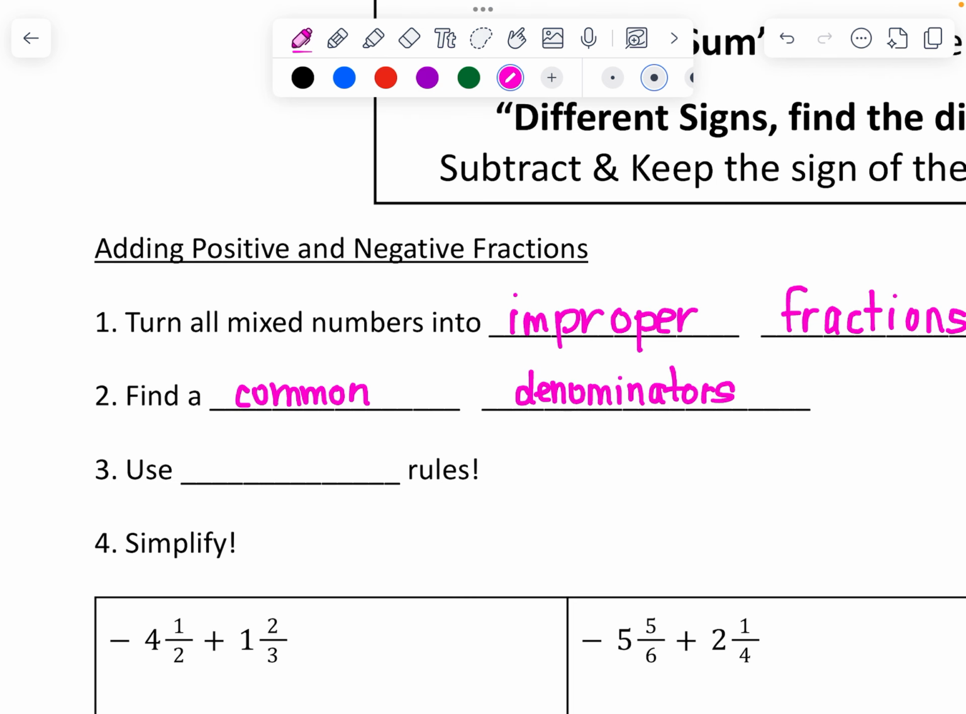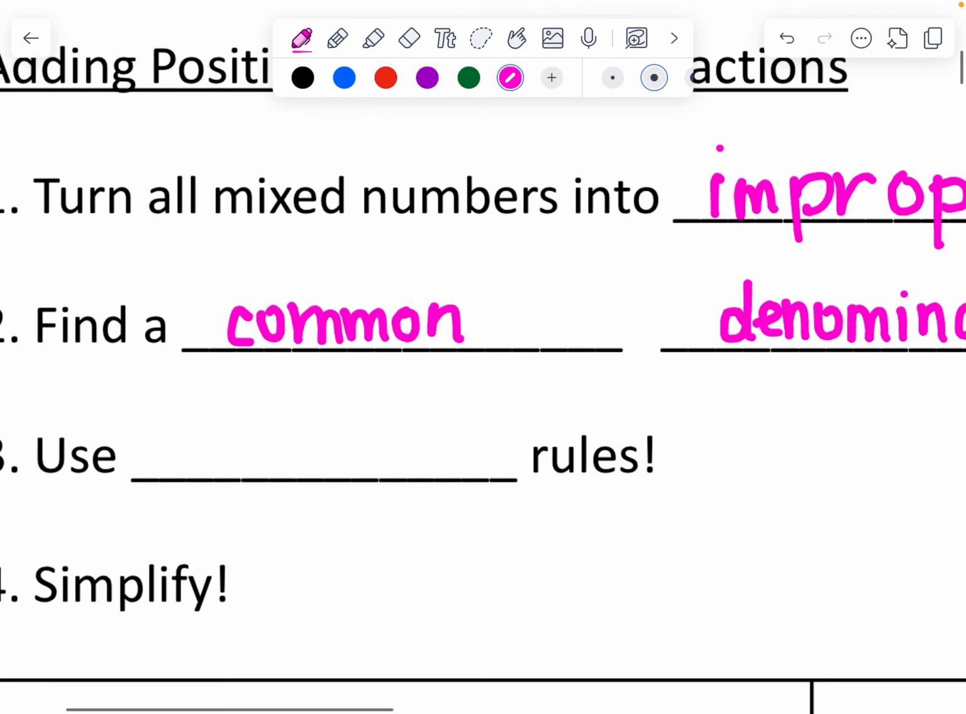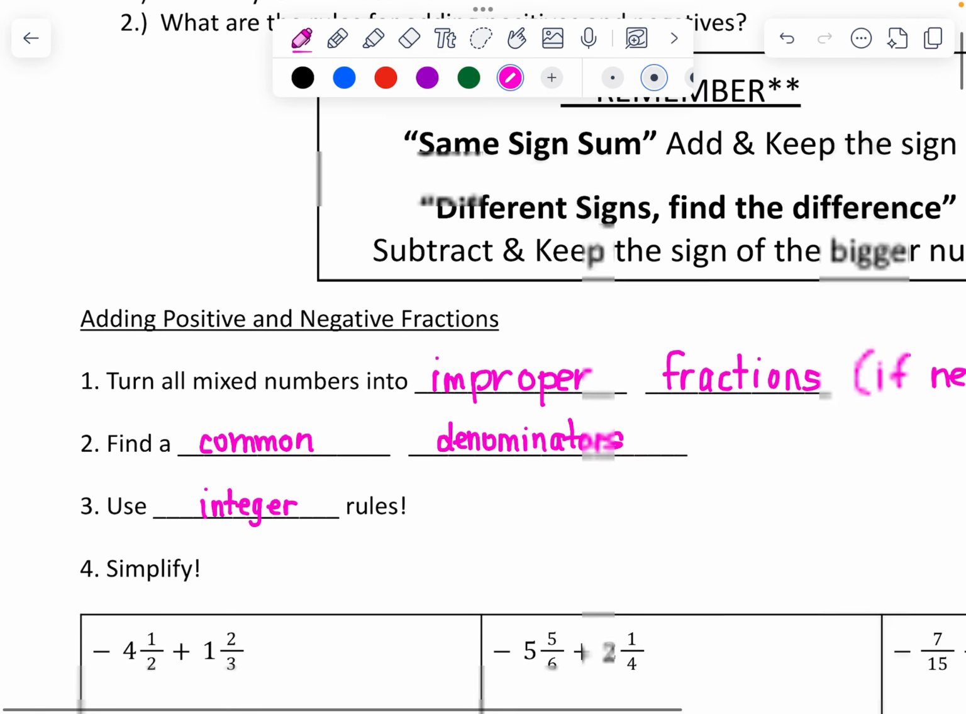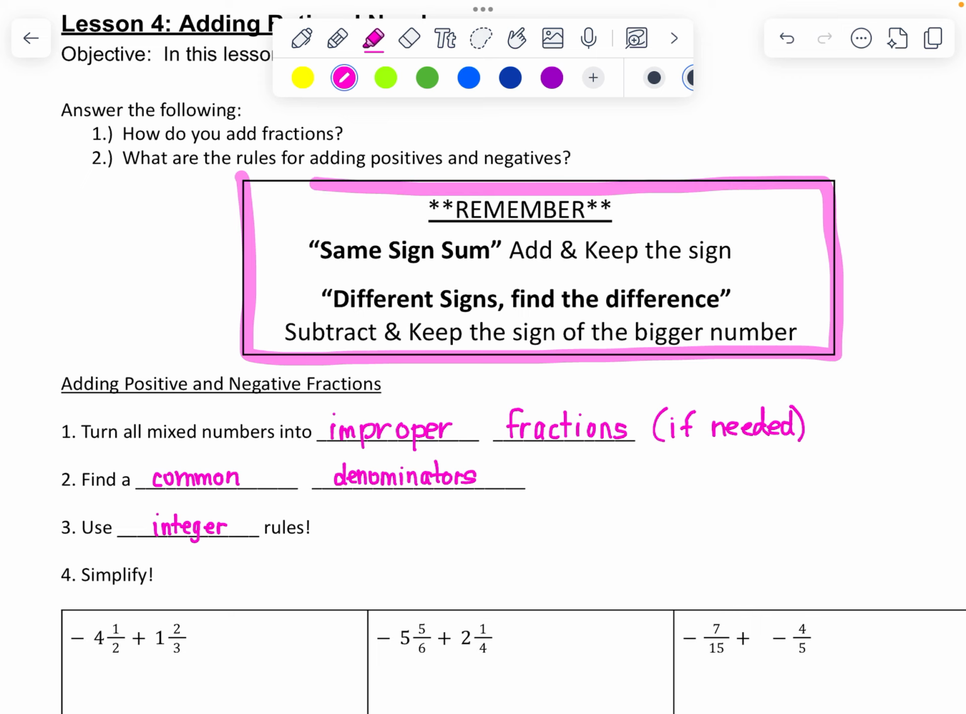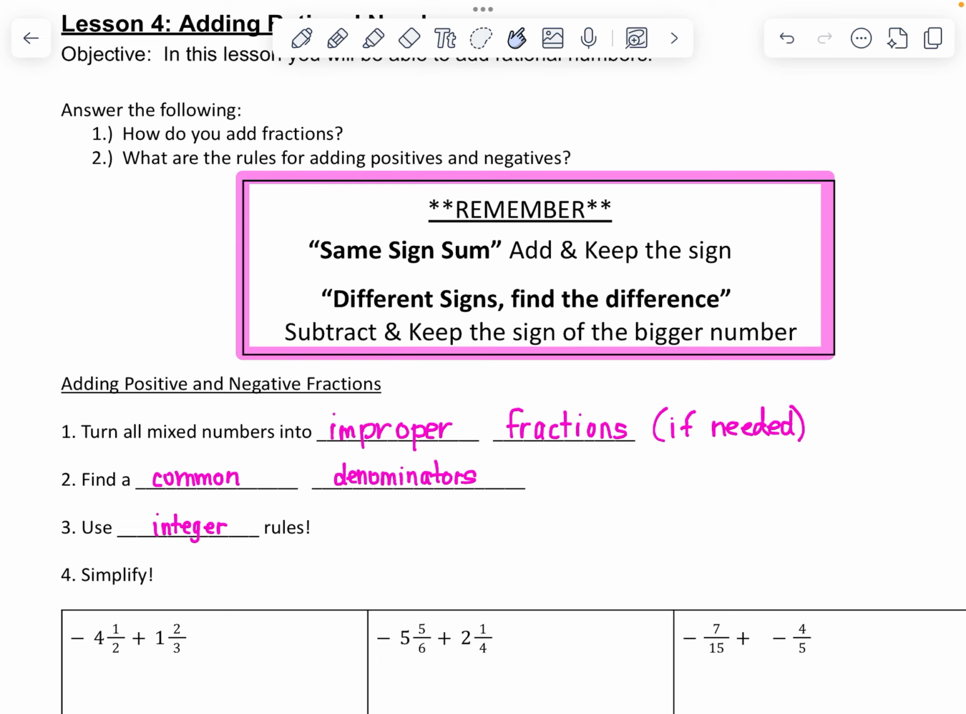And then we're going to use those integer rules that we have been talking about in the last two lessons, which again are all right here in your reminders, or you could use your Amplify book if you like the rules that we wrote together better.